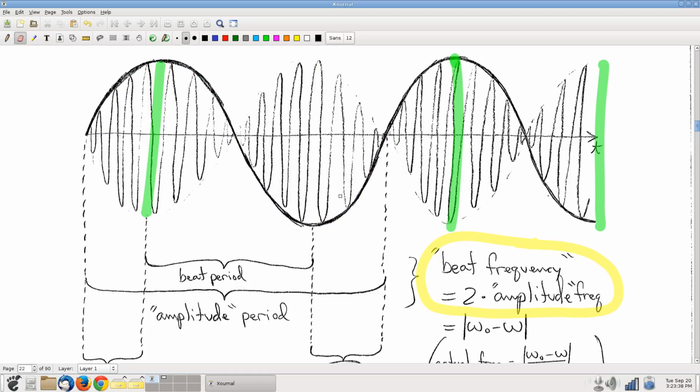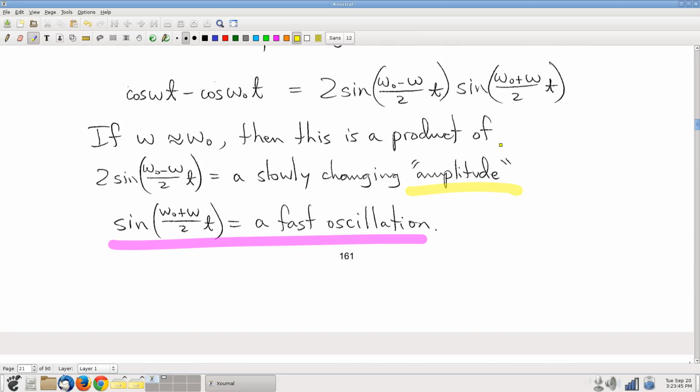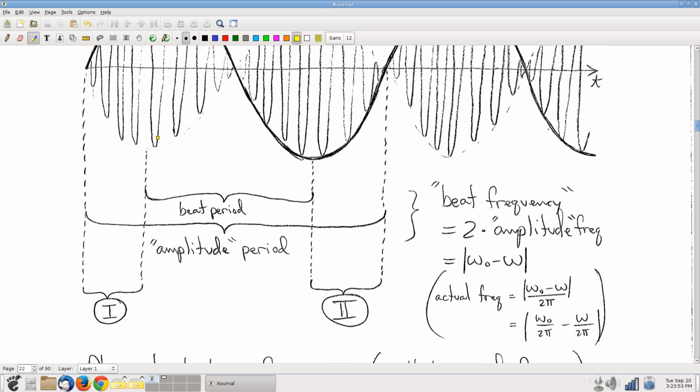Well, we already know the amplitude frequency. The amplitude frequency is over here on the previous page. The amplitude frequency is (omega naught minus omega) over 2, absolute value, of course. And then multiplying that by 2, we get the absolute value of omega naught minus omega. So the beat frequency is the absolute value of the difference of the natural frequency and the forcing frequency. Nice little result.